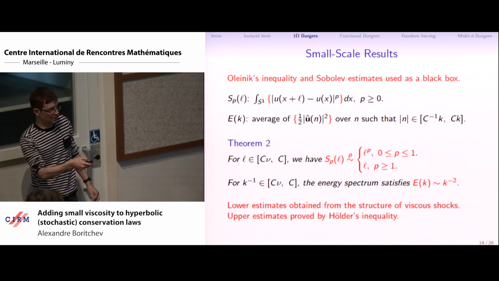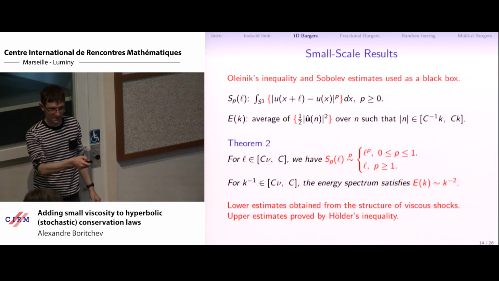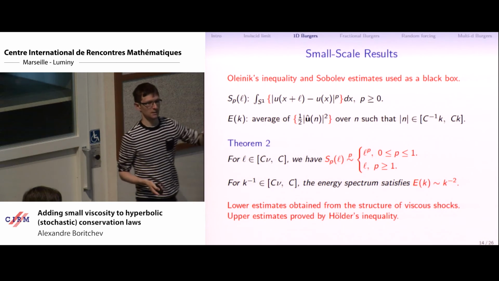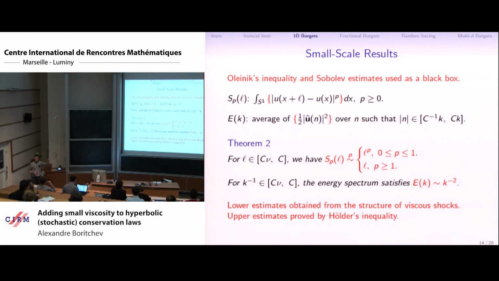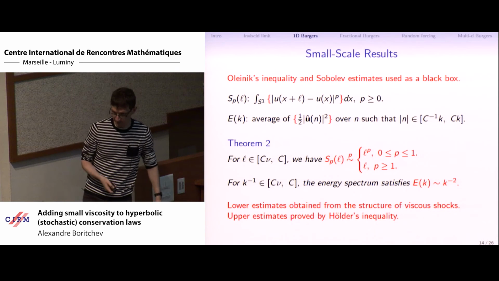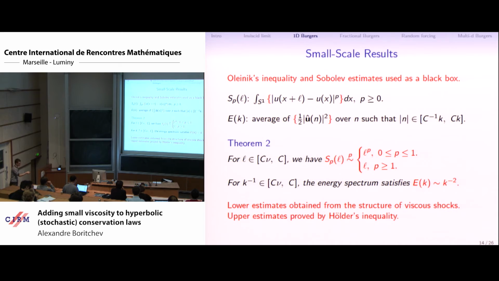Now we have something which is a little strange when you see it first, which is that our previous results depended on the viscosity, and we obtain results on small scales where you see no viscosity at all, which are uniform with respect to nu. So these quantities, the average moments of increments, do not depend on the viscosity, and the same is true for the energy spectrum.